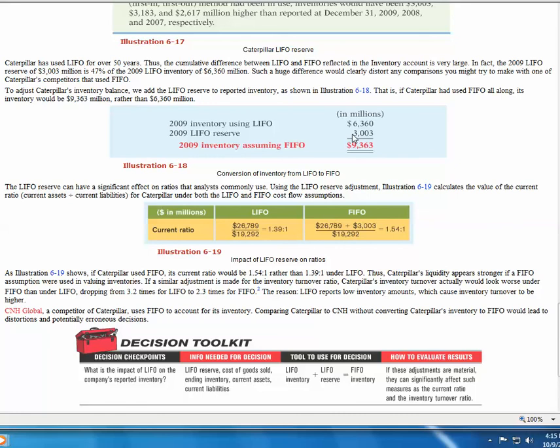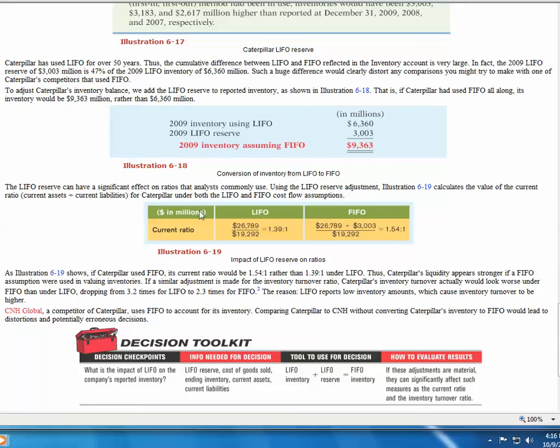When analysts are trying to compare 2 companies like Caterpillar with some other company, it helps if you can put them on an equal playing field. So analysts do that by adding the LIFO reserve back to the inventory to revalue it under FIFO. So if they're comparing different companies, they convert all of their inventory to FIFO.